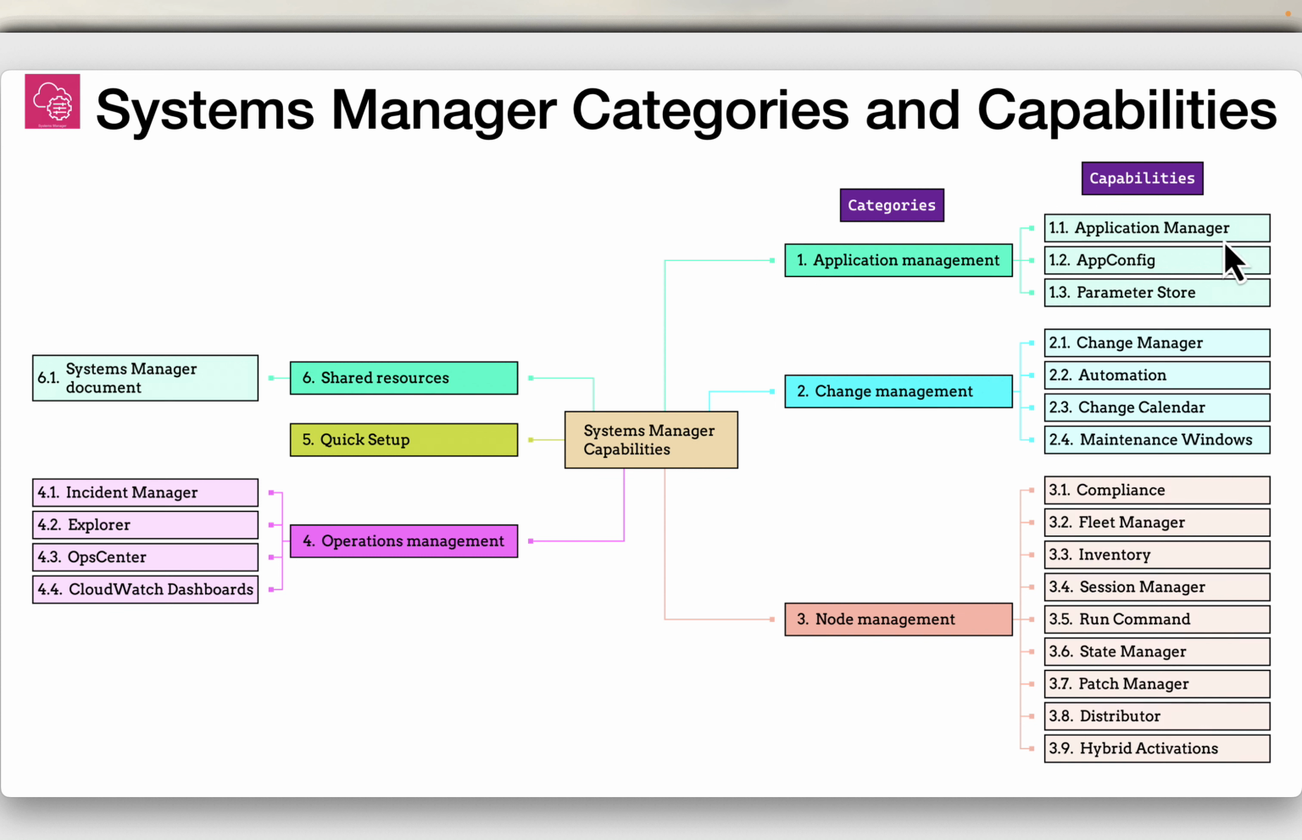So it's Application Manager, AppConfig, Parameter Store. Under change management, Change Manager, Automation, Change Calendar, Maintenance Windows. Under node management, it's Compliance, Fleet Manager, Inventory, Session Manager, Run Command, State Manager, Patch Manager, Distributor, Hybrid Activations. Under operations, Incident Manager, Explorer, OpsCenter, CloudWatch dashboards. And then you have Quick Setup, which is its own category. And finally, under shared resources, there is a Systems Manager document. So I'll be covering each of these capabilities one by one in the next few slides.